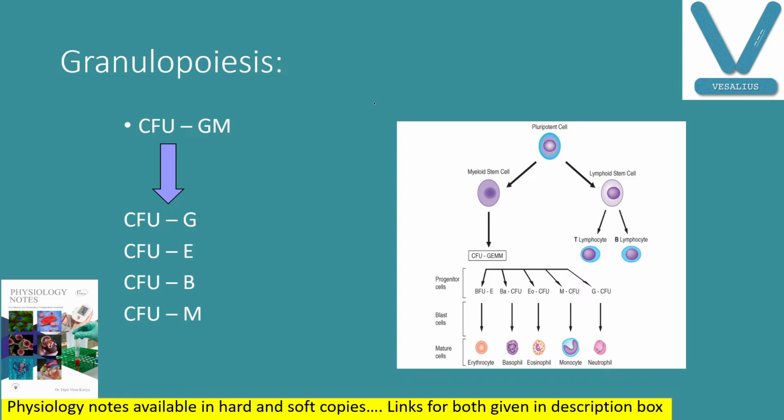So you can see here in this diagram the pluripotent cell, then the colony forming unit for granulocytes. These are granulocytes: basophil, eosinophil and neutrophil. Monocytes are also produced from the same series, from the colony forming unit for monocytes. And lymphoid stem cells are those from which lymphocytes are produced. So these are the basic steps.